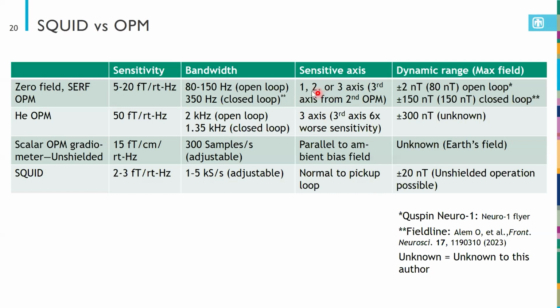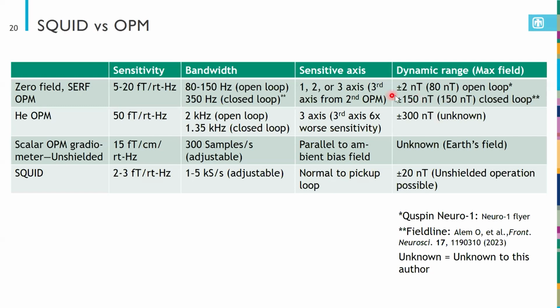Then in terms of sensitive axes, surf OPMs easily have 2 axes. A third axis can be derived, say, from putting a second laser beam in the cell, so you can put 2 surf OPMs right next to each other to create a 3-axis magnetometer. Similarly, the helium OPM is a 3-axis magnetometer, but with the third axis, 6 times worse sensitivity. Scalar OPM, the sensitive axis is parallel to the ambient magnetic field, and the sensitive axis of a squid is normal to the pickup loop.